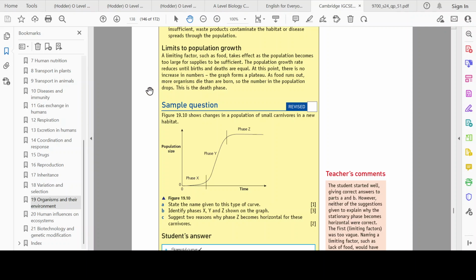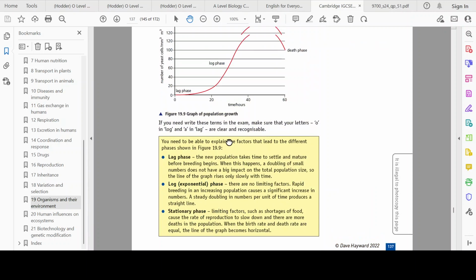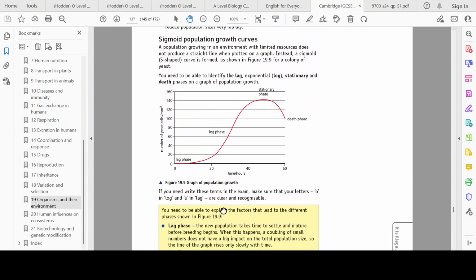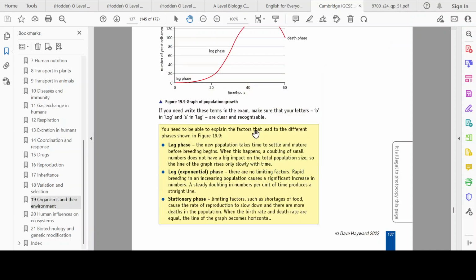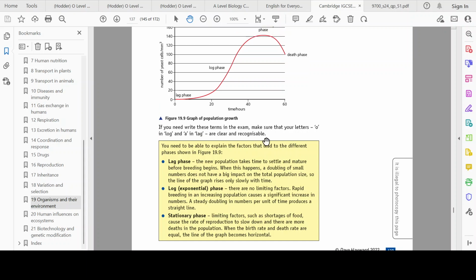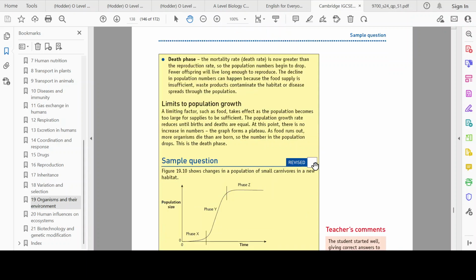At this point, there is no increase in number, obviously, because death equals birth. And if food is running out, or there's disease or something else, in this case we're talking about food, more organisms will die as compared to being born, and so the population will drop. Now, this is obviously an explanation of the sigmoid curve, which itself is not part of the O level syllabus, but it's useful to understand how the different factors in an ecosystem affect each other, because food is actually a living part, so that is related.